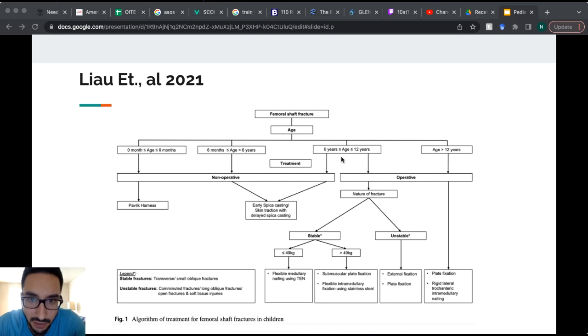Now, from 6 years to 12 years, that's when you're going to ask, is it unstable or stable? If it's stable, and they're less than 49 kgs, get a flexi nail. Greater than 49 kgs, you can get a submuscular bridge plate fixation or flexible nailing. Now, if it's unstable, you can go to plate fixation or external fixation. Now, if you're greater than 12 or greater than 11, as I previously mentioned, you're really going to go with your rigid nail in these cases.